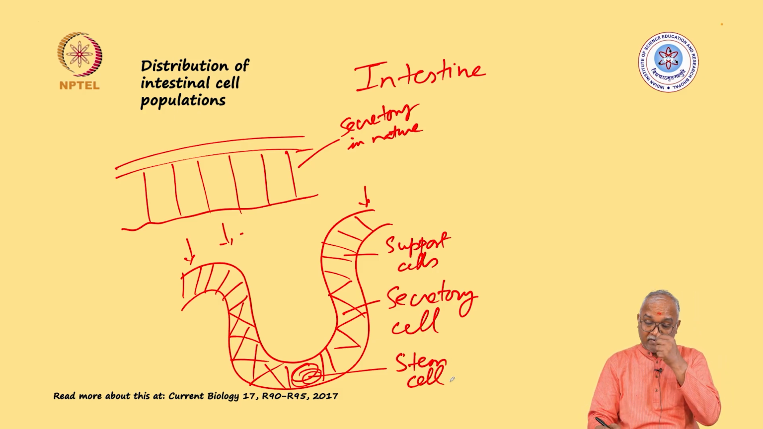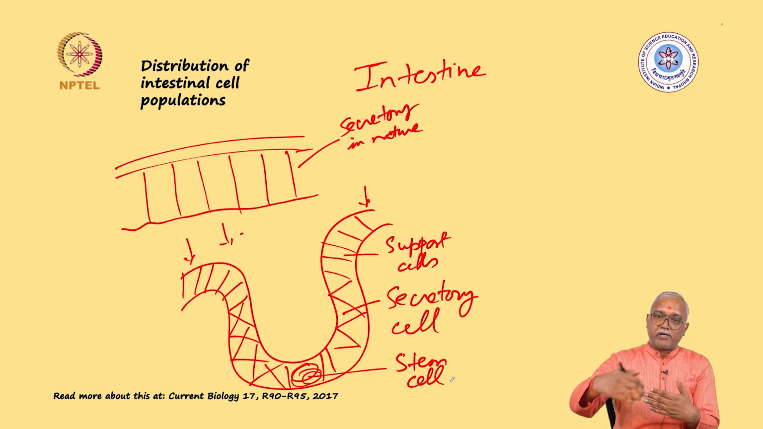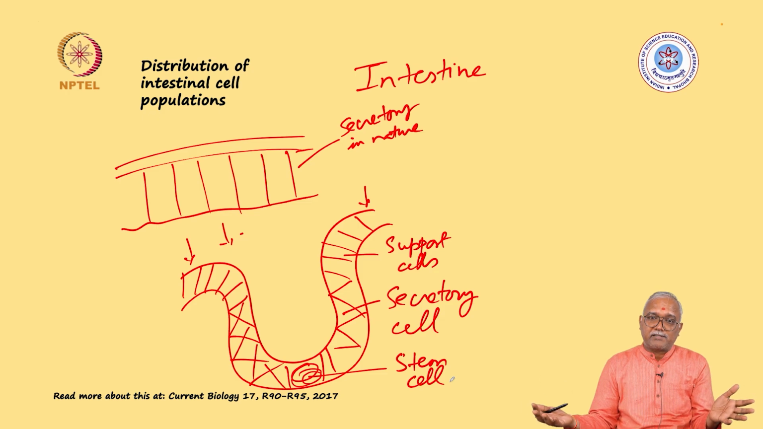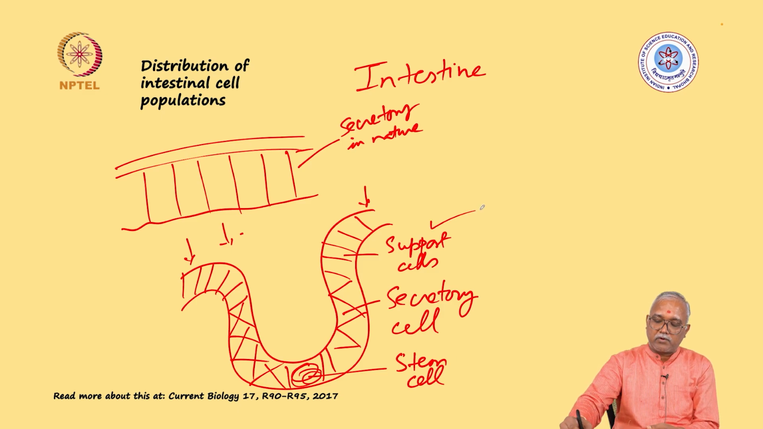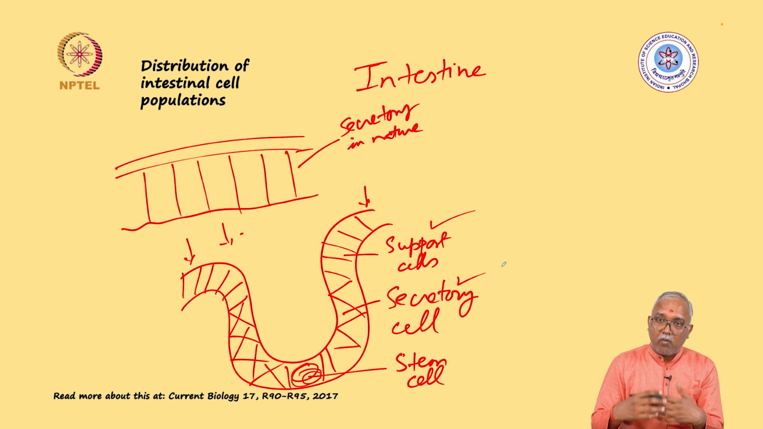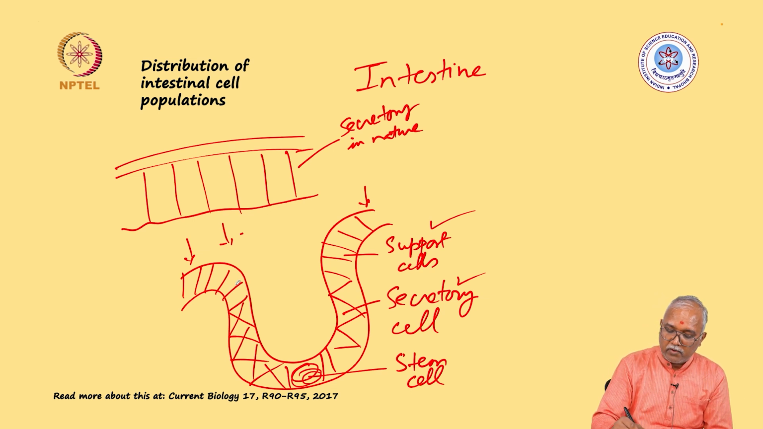So this arrangement is very well defined: where should be the support cell, where should be the secretory cell, where is the differentiated cell which is no more dividing, where is the stem cell which, when required, can divide and become a support cell or a secretory cell. This arrangement is very well defined. What defines that?